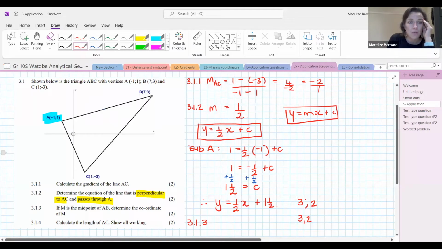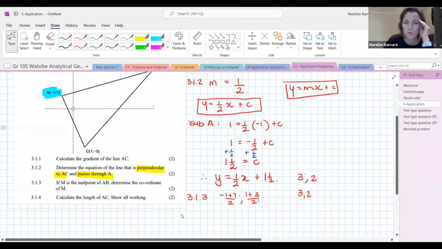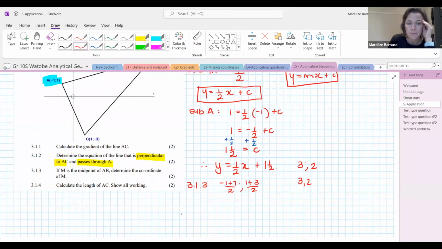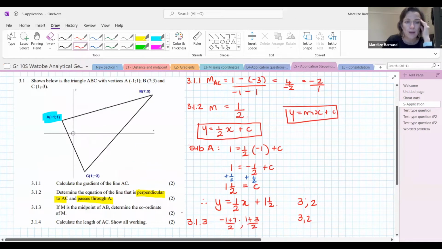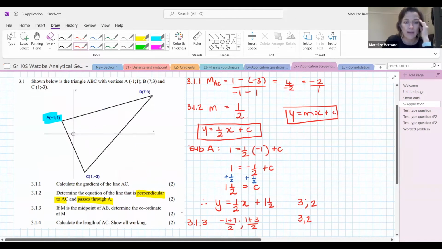Okay, so -1 plus 7, -1 plus 7 divided by 2, and then 1 plus 3 divided by 2. Give me the x and the y coordinates of the midpoint. So M in this case is 6/2 is 3 and 4/2 is 2. Okay, well done. And lastly, let's calculate the length of AC. Show all working.